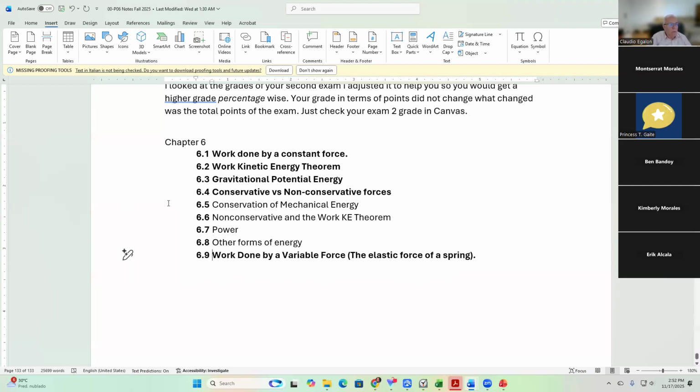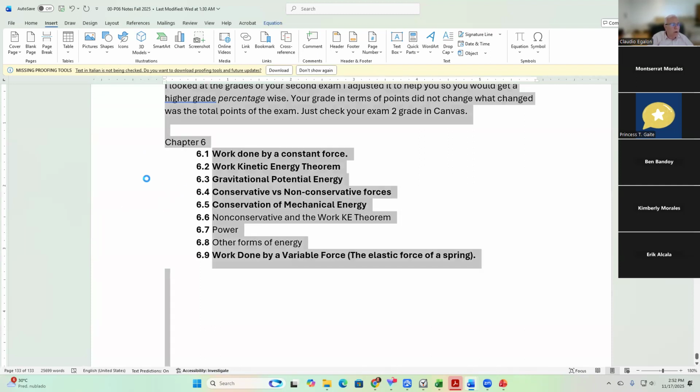Okay, so here we go, conservation of mechanical energy, right? I thought about that, right? And it's just a consequence. 6.5 is just a consequence of this definition here.